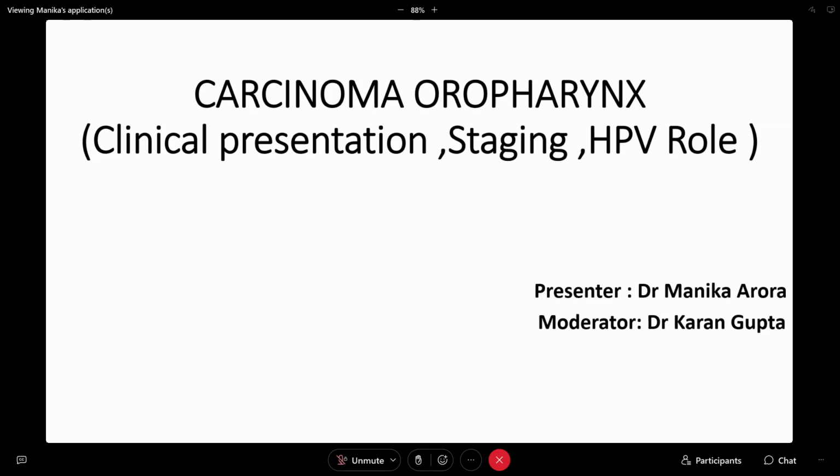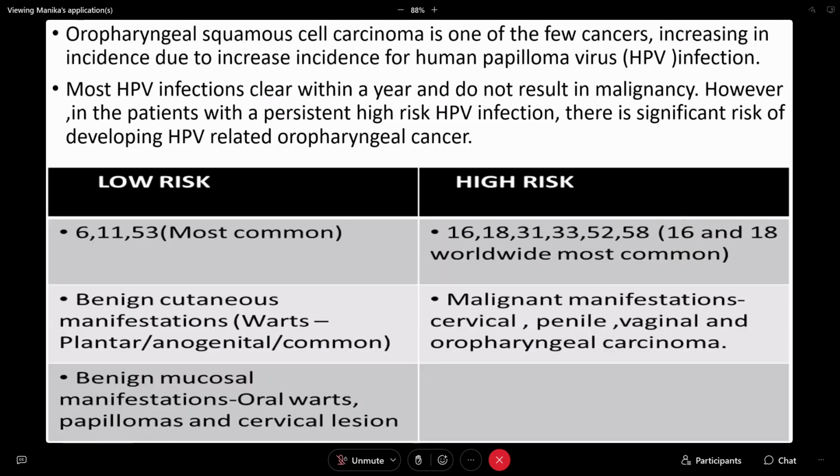My topic is carcinoma oropharynx, clinical presentation, staging, and the role of HPV. Coming to the introduction, oropharyngeal squamous cell carcinoma is one of the few cancers increasing in incidence due to increased incidence of human papillomavirus infection. Most HPV infections clear within the year and don't result in malignancy. However, in patients with persistent high risk HPV infection, there is significant risk of developing HPV related oropharyngeal cancer.